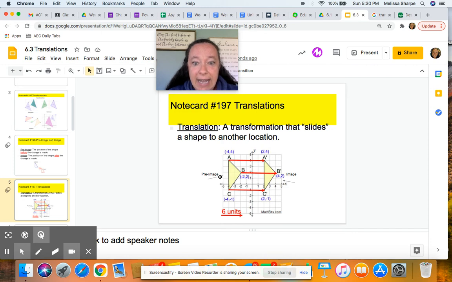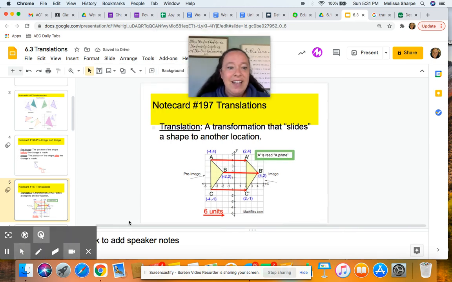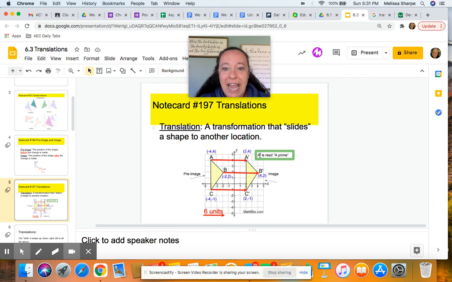I went ahead and added that here so you could see pre-image and image, and when you do your note cards, you can write that in, because remember, a pre-image is the position of the shape before the change is made. So this was before, and this was after. I also went ahead and added that A apostrophe, we really say A prime. So it's read A prime. So pause me and finish up note card 197 with all of that detail. Again, you can just draw these triangles and label the ordered pairs. You don't have to superimpose them on a coordinate plane for your note card unless you just want to.